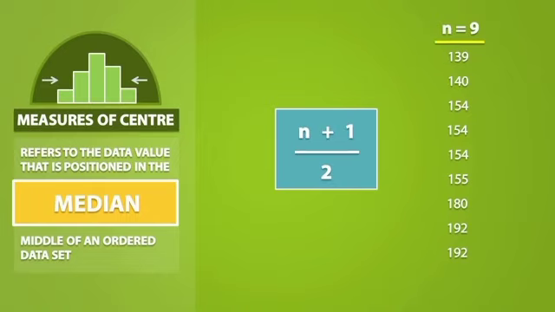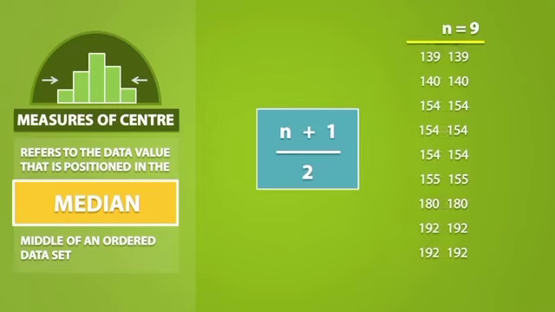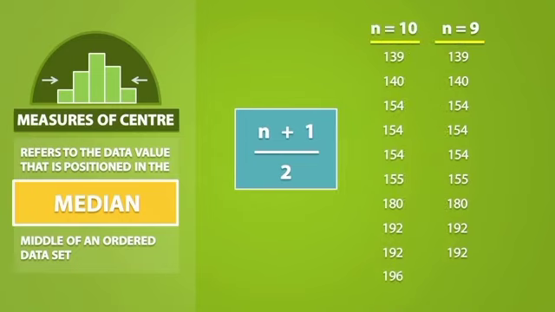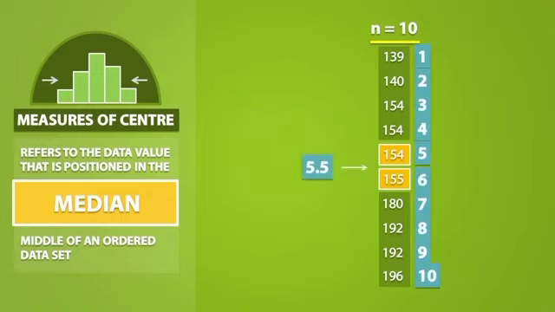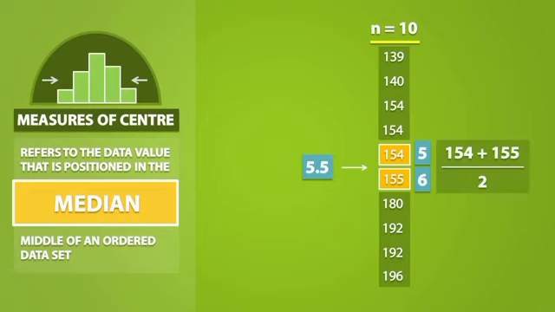When we have an odd amount of data values, the median will always be apparent. However, if n is an even number, we see that we have 2 middle data points. And if we use the formula, we end up with 5.5. We see that there isn't a value in this position, so what we do is we take the arithmetic average of the 2 values beside this position. So we would have 154 plus 155 divided by 2, and we get an answer of 154.5. This value is in fact the value of the median for this dataset.